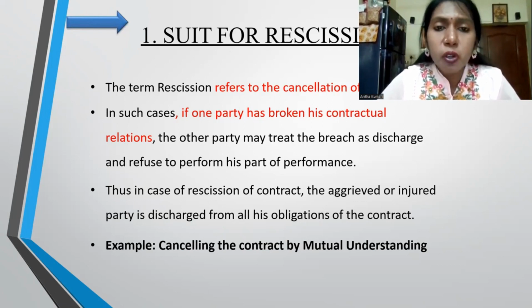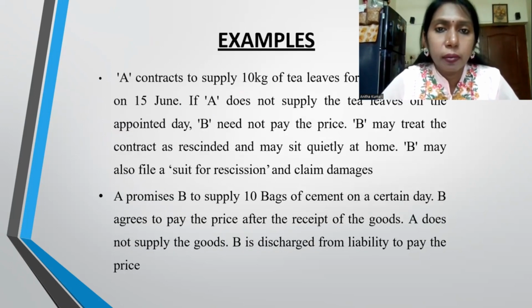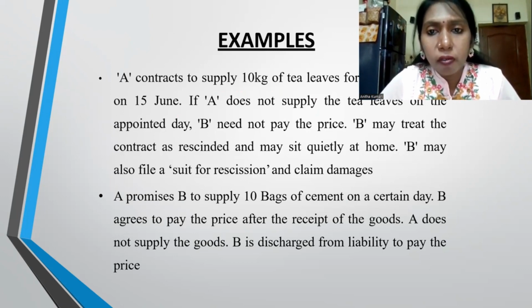So what do you mean by this? When two parties enter into a contract, if any one party is not willing to perform its respective promise, mutually they can cancel the contract. Example: A contracts to supply 10 kgs of tea leaves for 8,000 on June 15th. If A does not supply the tea leaves on the appointed day, B need not pay the price. B may treat the contract as rescinded and may sit quietly at home.